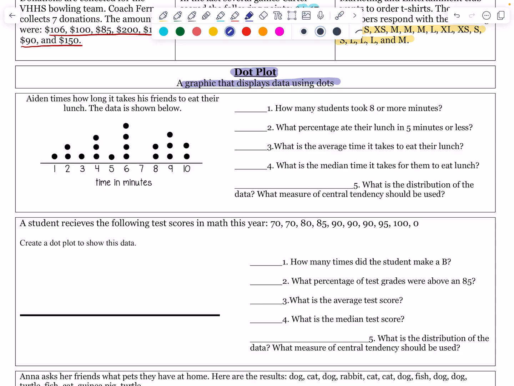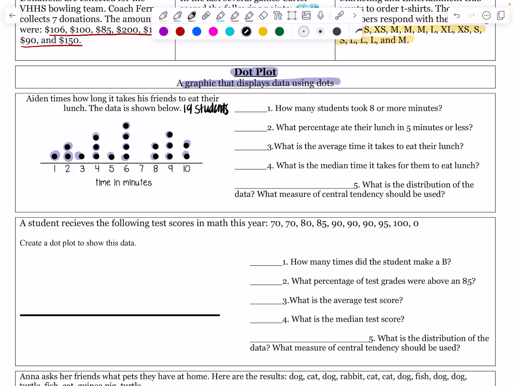So from 1 minute all the way up to 10 minutes, and then let's see how many people were interviewed. 1, 2, 3, 4, 5, 6, 7, 8, 9, 10, 11, 12, 13, 14, 15, 16, 17, 18, 19. So there were 19 total students that he interviewed, or that he asked how long it took to eat their lunch. Obviously, at the freshman campus, we have a really short lunch, so y'all know y'all got to eat fast after standing in the line.